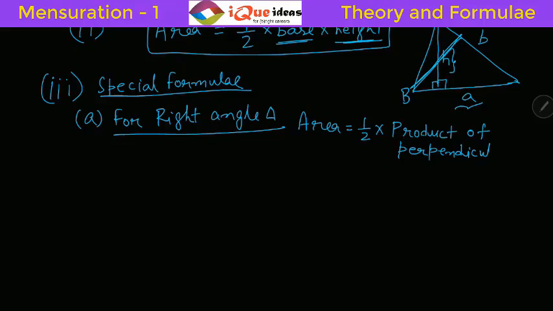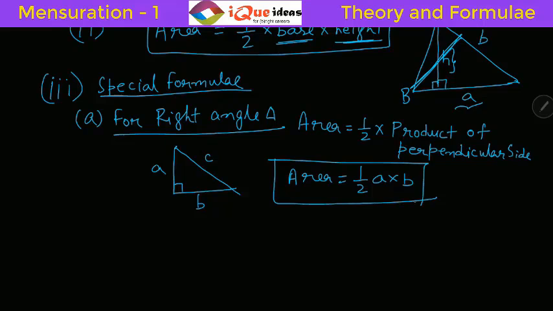Okay. So again, now what I'll do is I'll draw a right angle triangle. Let's say if this angle is 90 degrees, this is a right angle triangle. Suppose this side is a, this side is b, and the hypotenuse is c. In that case, area of this triangle is straight away equal to half into a into b, right? Because a and b are perpendicular sides in this, alright?